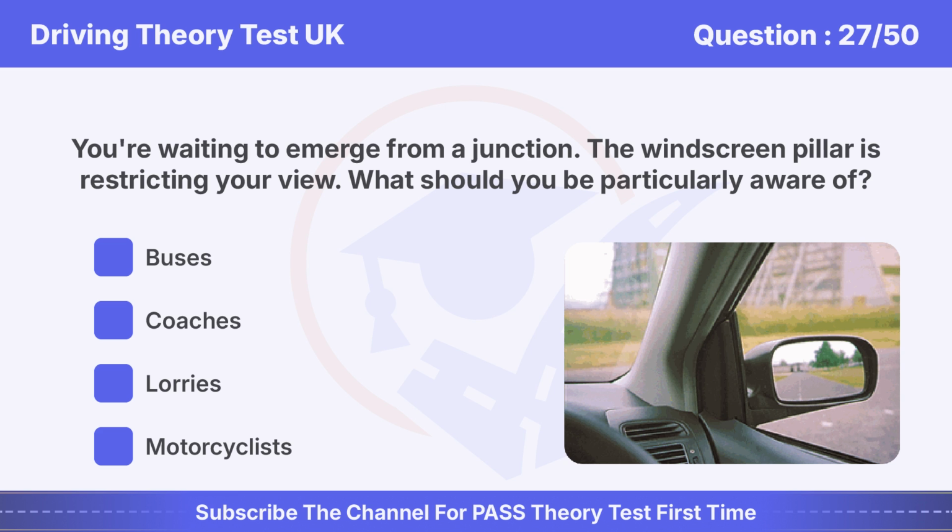Question 27. You're waiting to emerge from a junction. The windscreen pillar is restricting your view. What should you be particularly aware of?